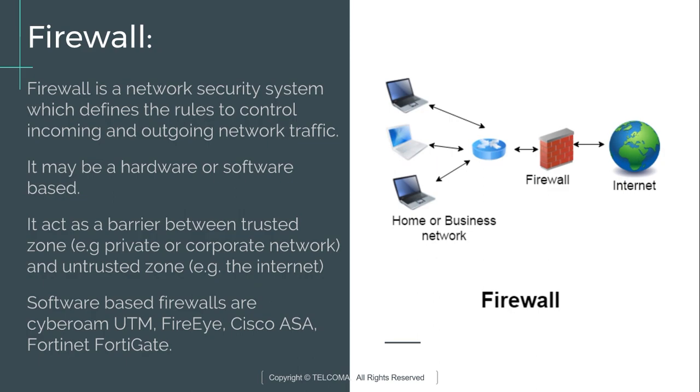The next is firewall. A firewall is a network security system which defines the rules to control incoming and outgoing network traffic. It means it acts as a barrier between a trusted zone and an untrusted zone. The trusted zone is a private or corporate network, and the untrusted zone is the internet. It may be hardware or software based. Examples of software based firewalls are CyberoRam UTM, FireEye, Cisco ASA, Fortinet, FortiGate. These are the software based firewalls.